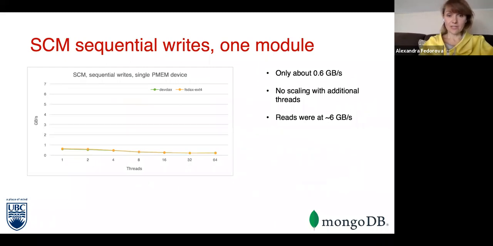So now let's look at sequential write throughput, again with a single module. Now, the key takeaway here is that the throughput reaches only about 0.6 gigabytes per second, and there is no scaling with additional threads. To remind you, read throughput gave us about 6 gigabytes per second. So write throughput is the Achilles heel of this technology.